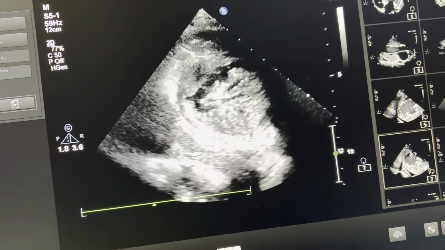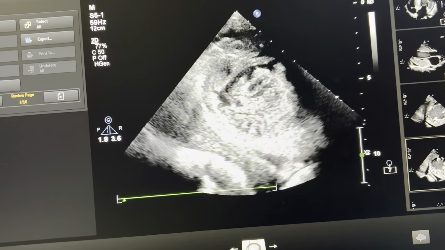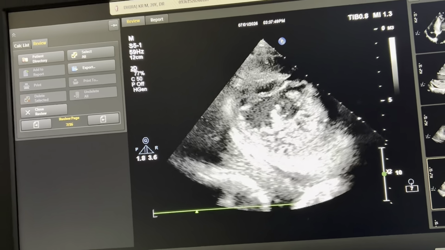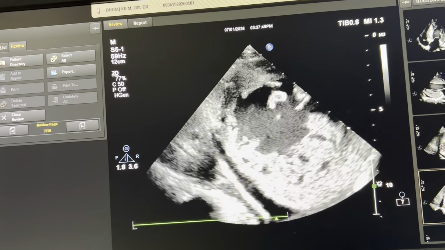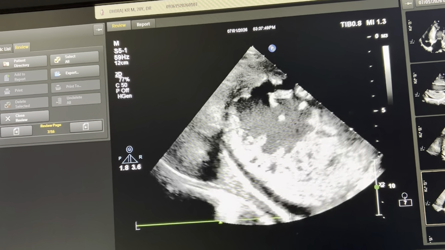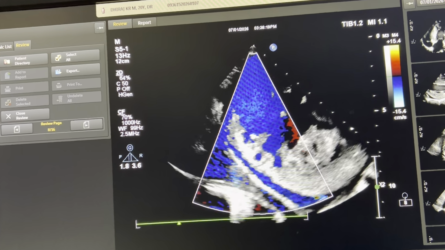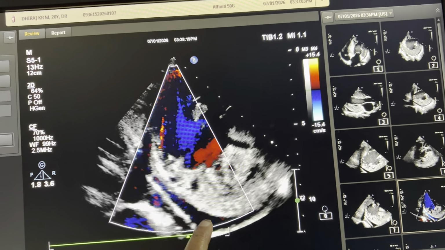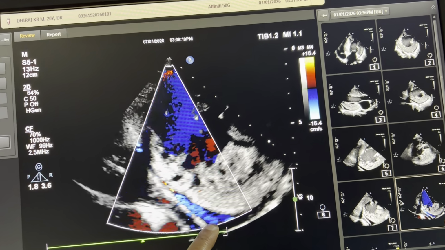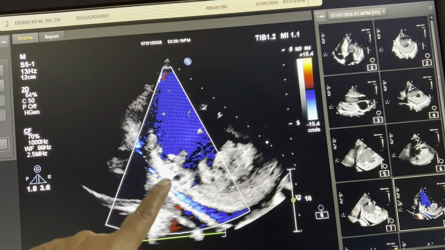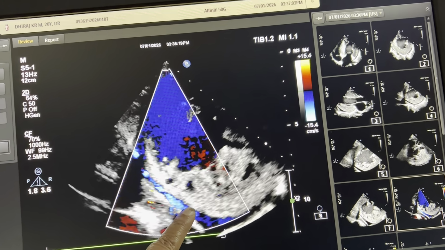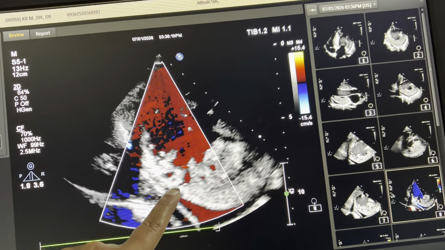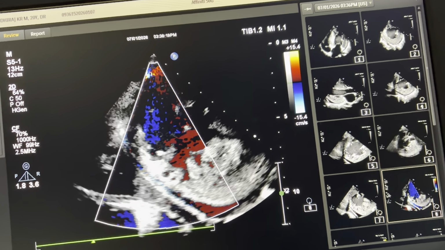So this is a case of isolated non-compaction of the left ventricle, that is, non-compaction cardiomyopathy. You can see the blood is communicating here. You see this is pericardial effusion, and the color flow of the fluid of the pericardial effusion also. This is also color flow, because of fluid moving within the pericardial space.